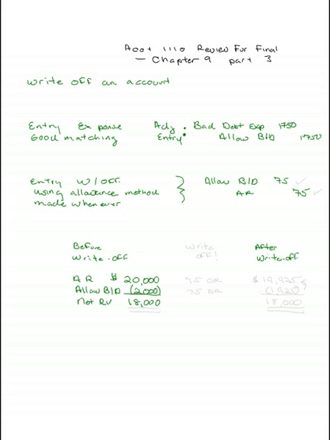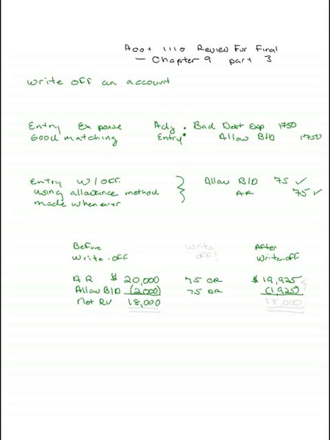The entry to write it off doesn't affect the income statement at all. It only affects the balance sheet. We're going to credit accounts receivable for $75, and we're going to debit the allowance account for $75. Accounts receivable has a normal debit balance, so when I credit it, it will drop to $19,925. The allowance account normally has a credit balance, and I'm going to debit it, so that's going to make it smaller as well. And it goes to $1,925. 2,000 minus 75 is $1,925.